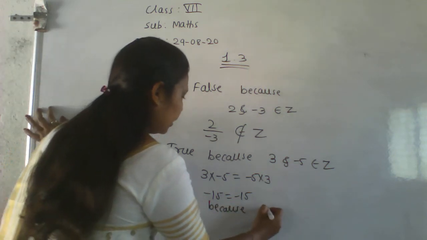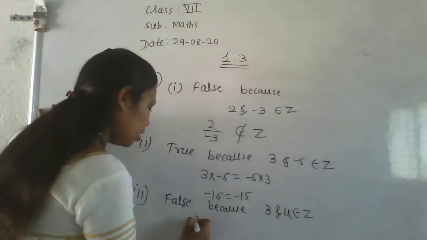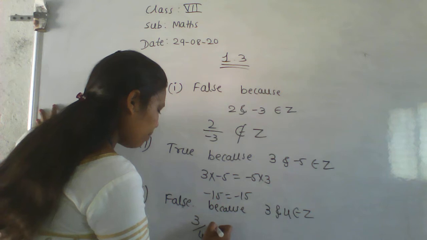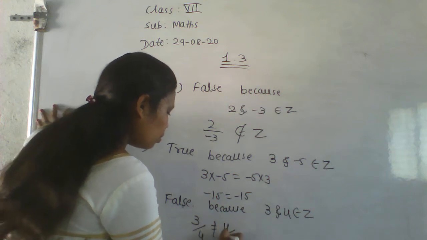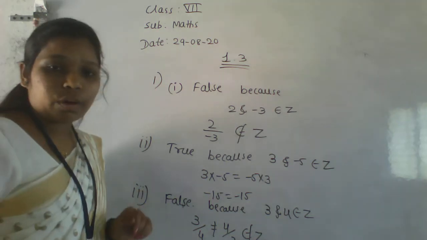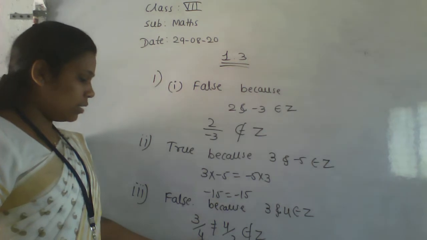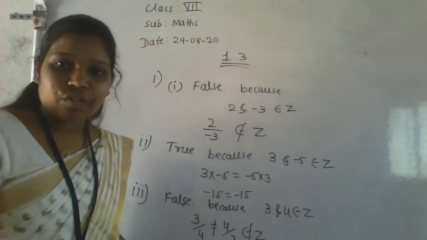So in the false statement here they have given the reason: take any two integers, 3 and 4 belonging to integers, and 3 by 4 is not equal to 4 by 3, and it does not belong to integers also. Okay. So how to write like this? Because of this reason this statement is false here.